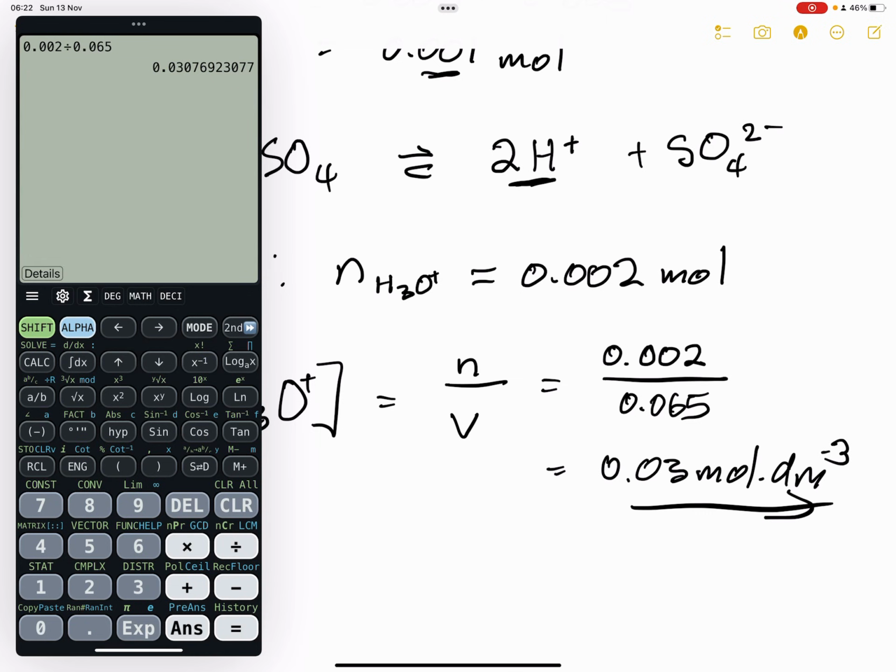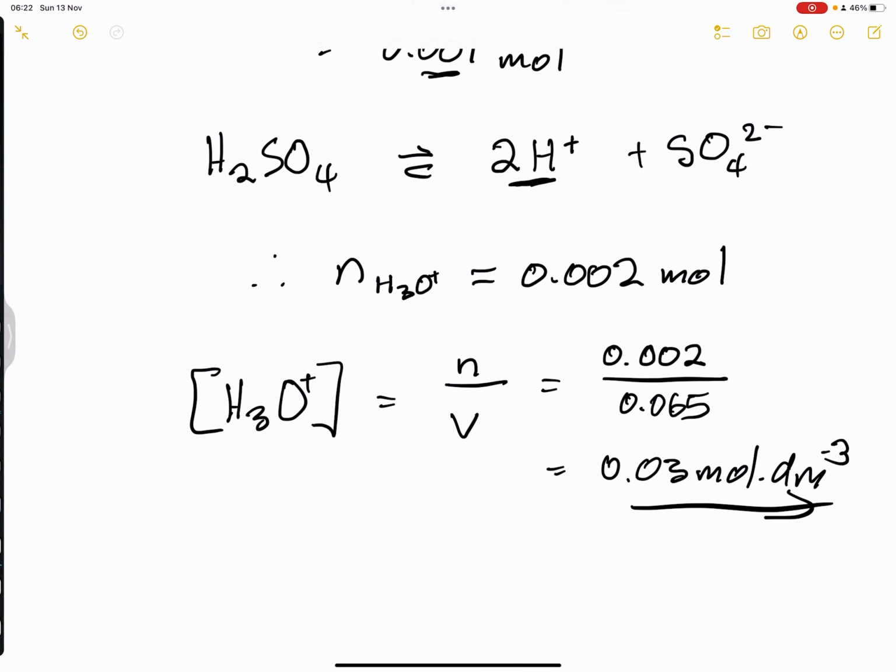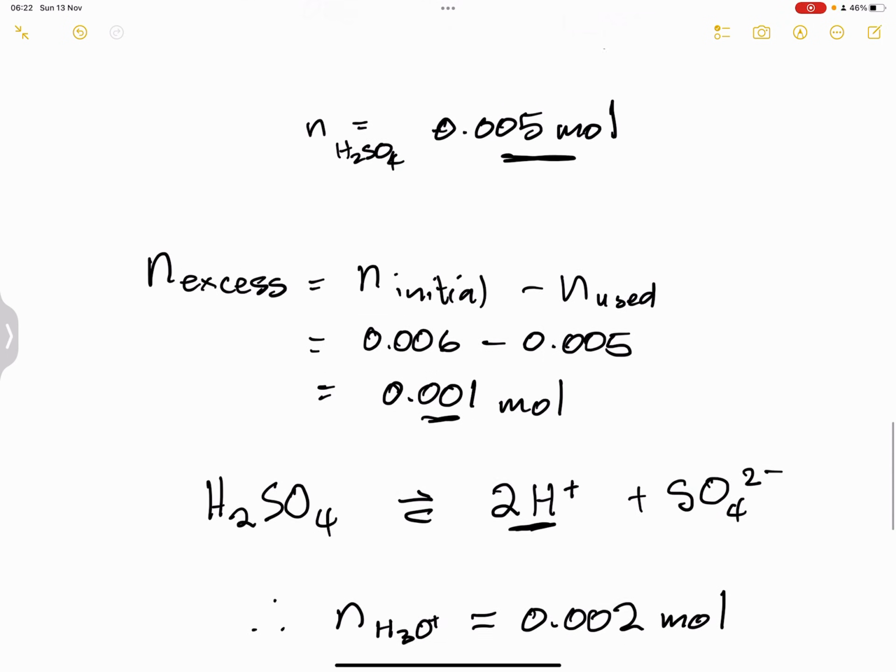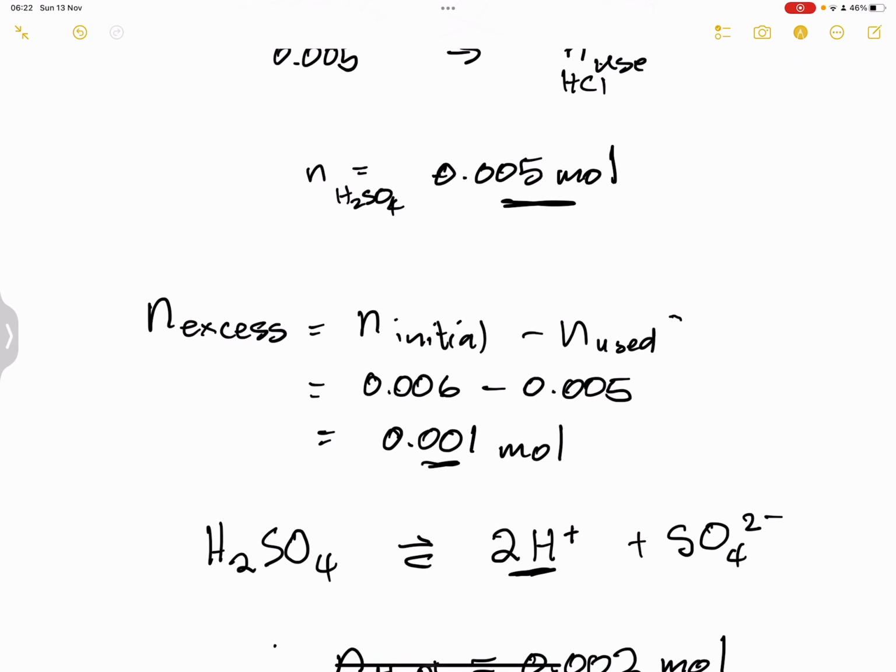Please have a look at this question once again, and you'll see that when it comes to acids and bases, if you can understand this portion, you should be okay.